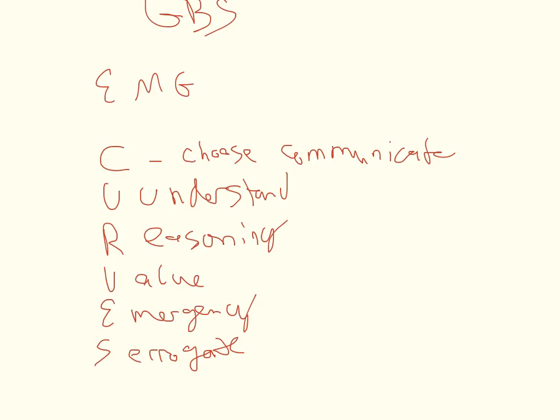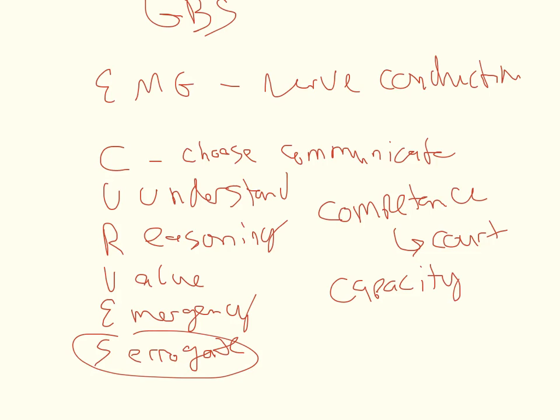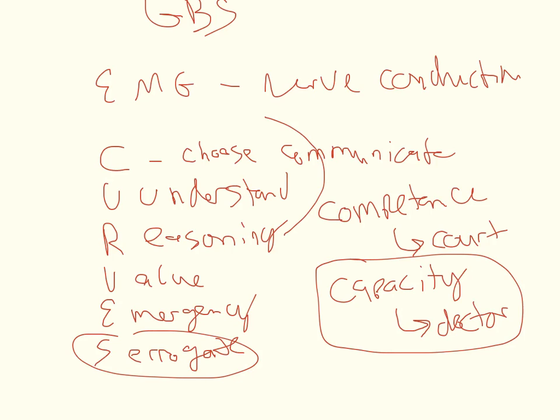In our situation, because our patient was only oriented to person, she wasn't oriented to place or time, she was deemed to be incapable, incapacitated for decision making. So we're going to do an EMG and we're going to do a nerve conduction study. And we're going to get permission from a surrogate. It's important to remember that competence is determined by a court, and capacity is determined by a doctor. You're going to be a doctor. You will determine capacity, hopefully with some variation of the CURVES mnemonic.